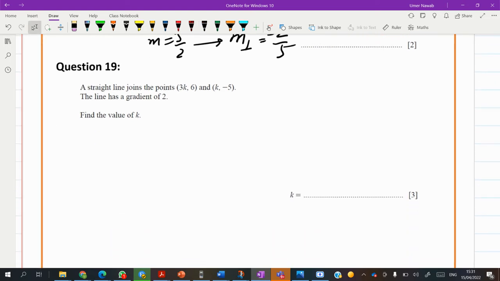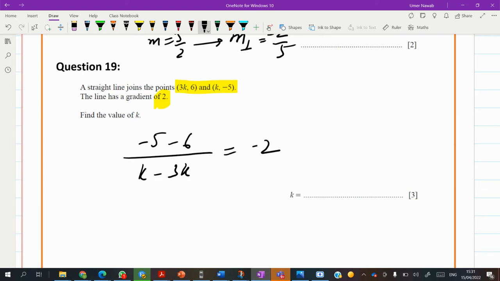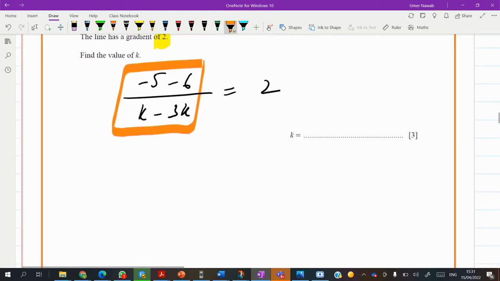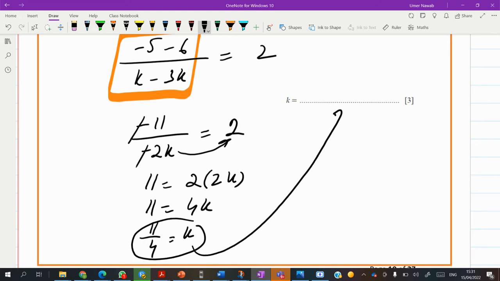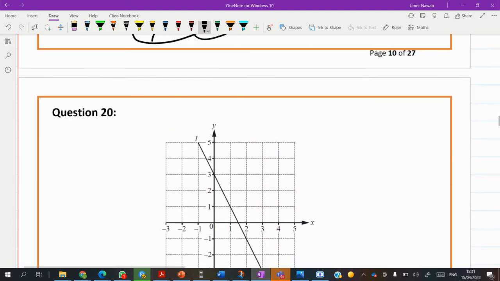Next, he tells you the gradient is equal to 2. We will find the gradient and put it equal to 2. So minus 5 minus 6 over k minus 3k is equal to 2. This is the formula of a gradient. Simplify it. Minus 5 minus 6 is minus 11, and k minus 3k is minus 2k, equal to 2. Can I cancel minus with minus and then do the cross multiplication? 11 is equal to 2 multiplied by 2k. 11 is equal to 4k, and 11 divided by 4 is equal to k. We will write it here, 11 over 4.